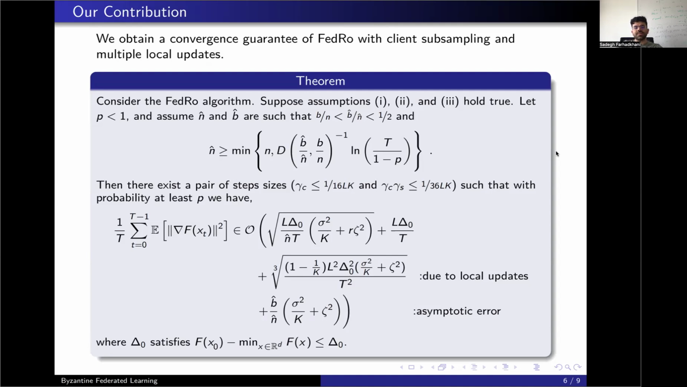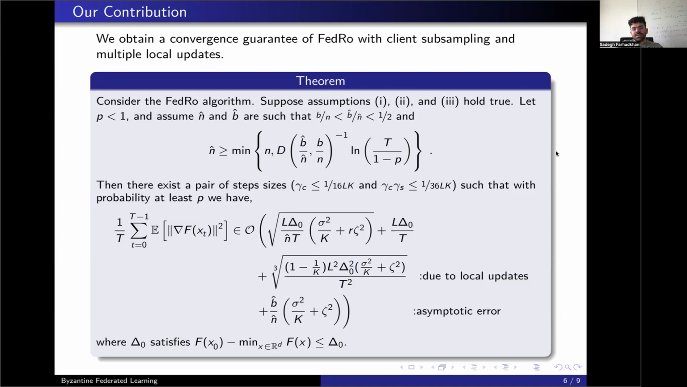And our main result is this theorem that you can see here, which is basically a convergence guarantee for federated robust averaging. What this theorem says is that if the sample size is large enough, and in particular, if it's larger than a quantity that grows logarithmically with the number of learning iterations, then you get this nice convergence rate that you can see here.